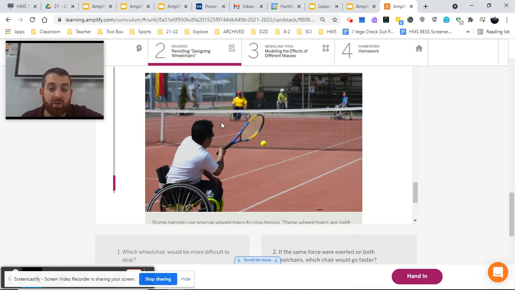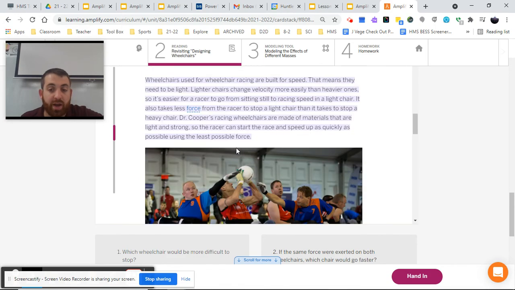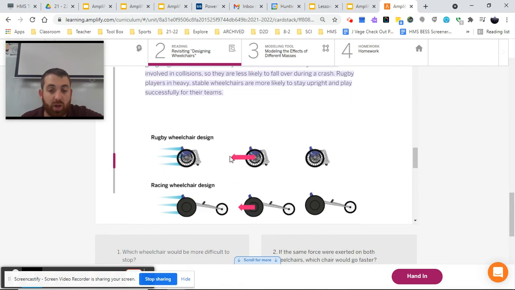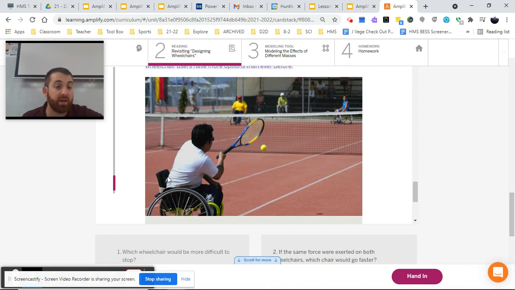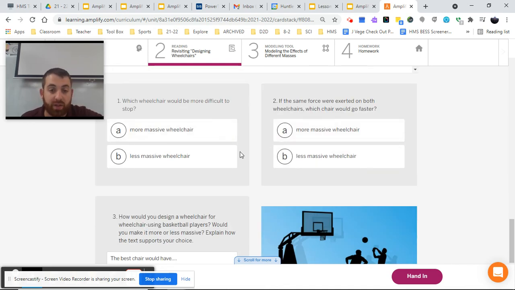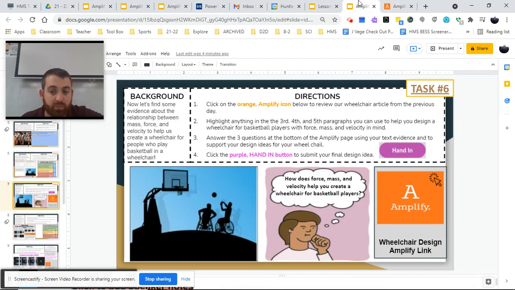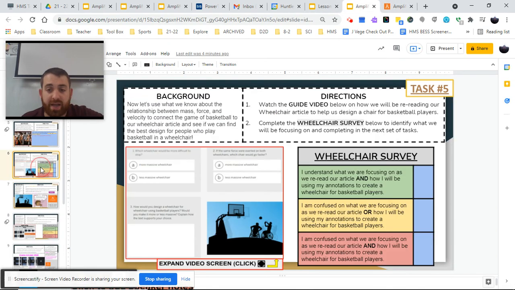So once you're done annotating and looking for information that helps you focus on that important question about how to design a wheelchair with force, mass, and velocity in mind, once you've completed these 2 multiple choice questions and broken down your answer here in task 3, go ahead and hit the hand in button. So that's how you complete task 6.